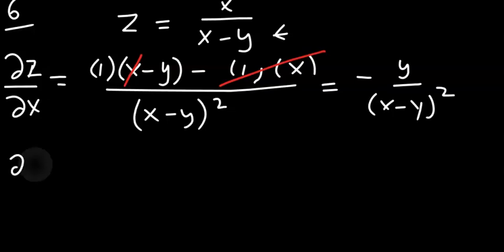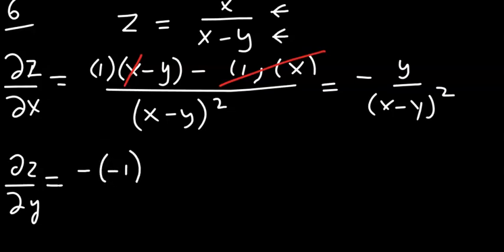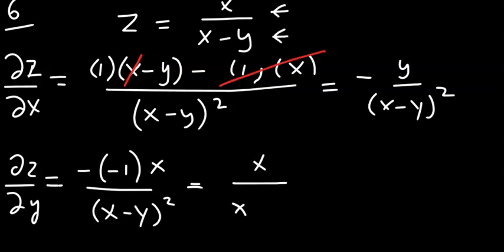Now let's do the partial derivative of z with respect to y. So now the numerator, which is x, when you take the derivative of that with respect to y, you get 0. So nothing there. Next, take the derivative of x minus y with respect to y, you get minus 1. Multiply the numerator over the square of the denominator, and you get x over x minus y squared, and that's the answer.